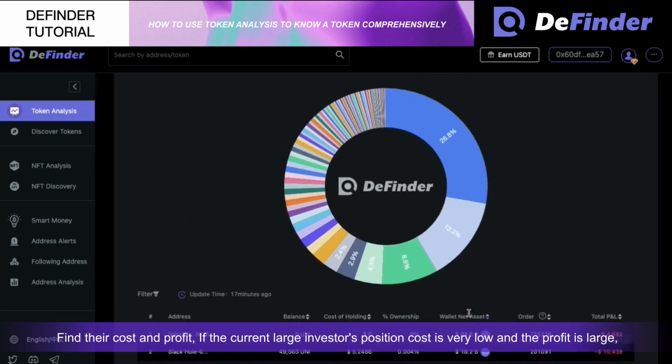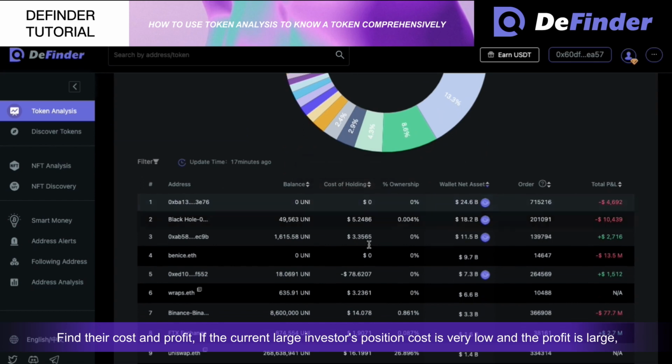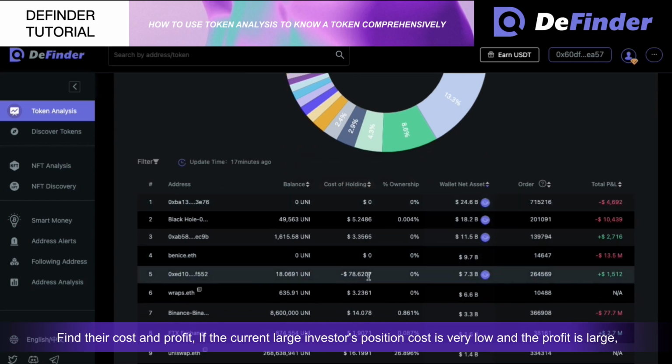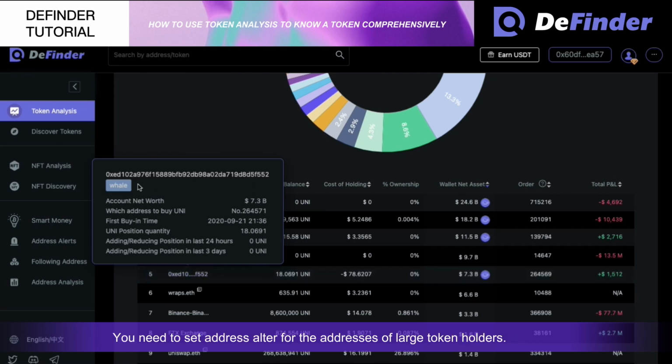Find their cost and profit. If the current large investor's position cost is very low and the profit is large, then the risk factor of entering the investment at this time is relatively high. You need to set address alert for these addresses of large token holders. Once they sell, you can also sell them to prevent high-level orders.